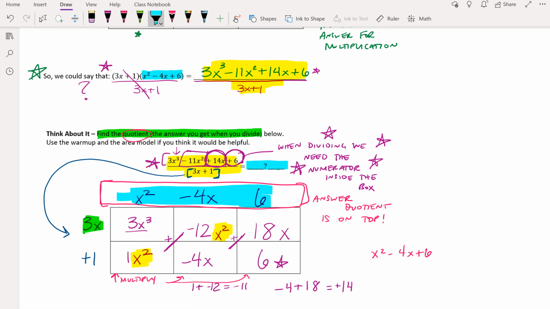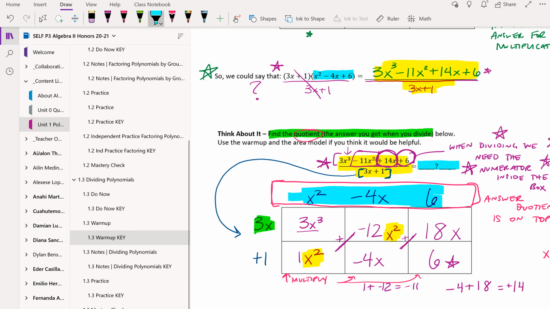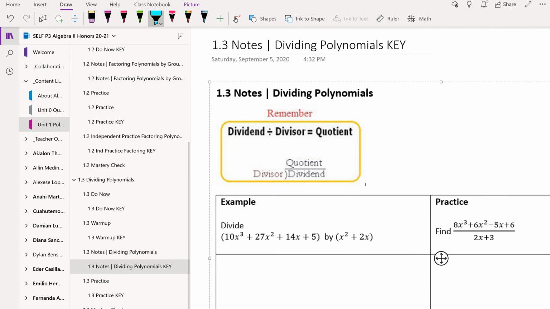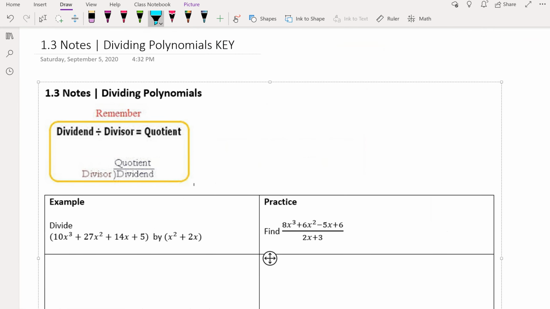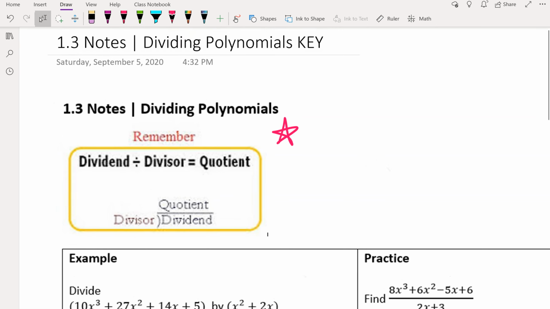All right, let's move on to another example. Cool, so we're going to go to the notes now. Where are they? 1.2, no, 1.3, that's why. There we go. Okay, so really quick, I want you to make this note in your notebook. You're going to need to know this. This is the language around division. And also write down 1.3 notes, dividing polynomials. We're going to do one more example, and then y'all will practice with me all together. We will do the practice problem.